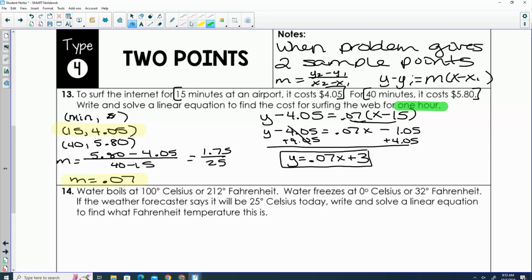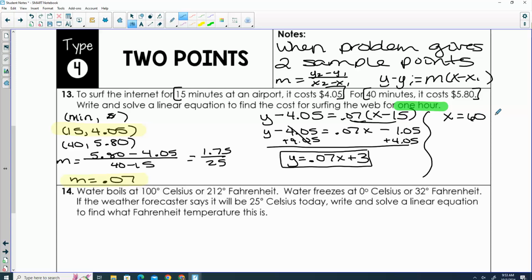All right, look back at my ordered pairs. What did x represent? That was my minutes. My y was my cost. So when I say 1 hour, am I giving you x or am I giving you y? X. These were in minutes. 1 hour is how many minutes? 60. Okay, some people are struggling with what this means when x equals 60.